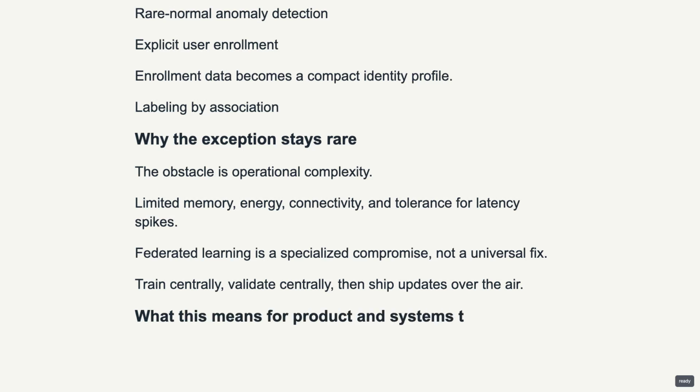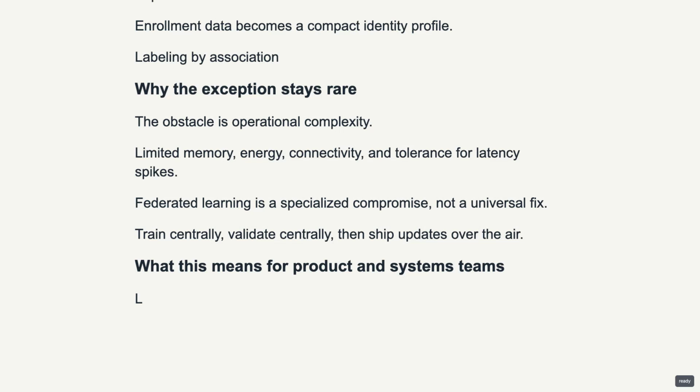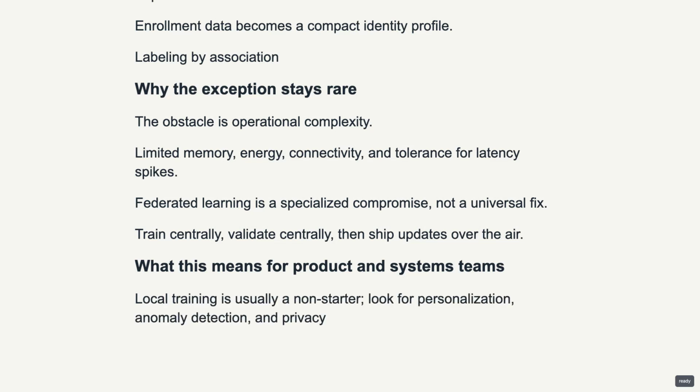For deployment teams, the main decision is whether local adaptation really earns its place. Most of the time, the answer is no, but the few cases where it is yes are easy to name. When a task depends on cheap labels that only the device can obtain, local learning becomes more plausible. Personalization, anomaly detection, and privacy-sensitive workloads are the main places to look because they can justify the extra cost.